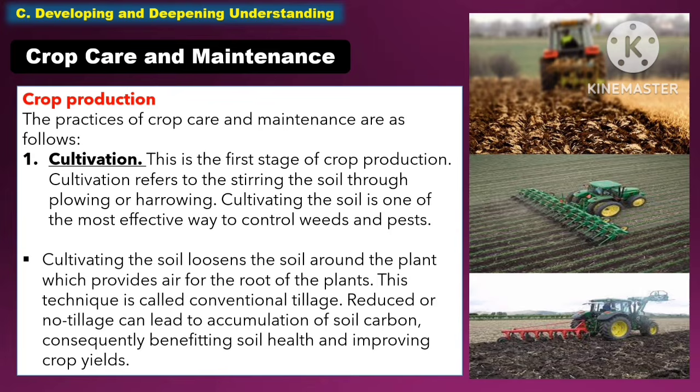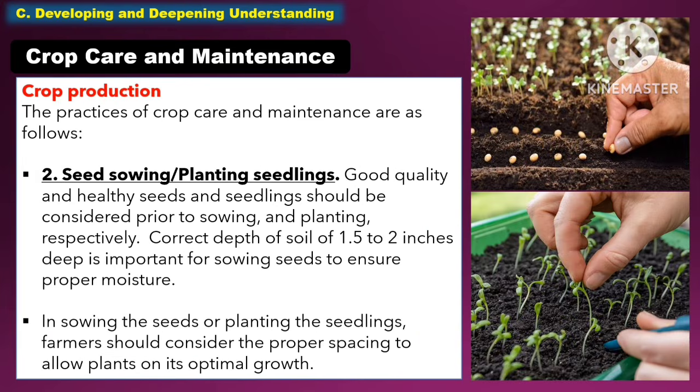This technique is what we call conventional tillage. Reduced or no tillage can lead to accumulation of soil carbon, consequently benefiting soil health and improving crop yield. The second practice for crop care and maintenance is seed sowing or planting seedlings. Good quality and healthy seeds and seedlings should be considered prior to sowing and planting respectively.